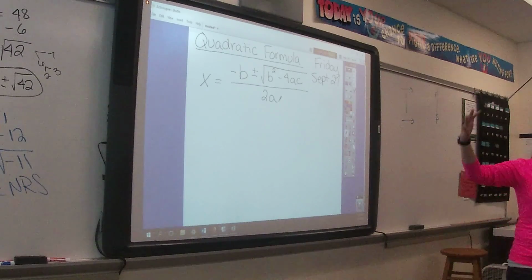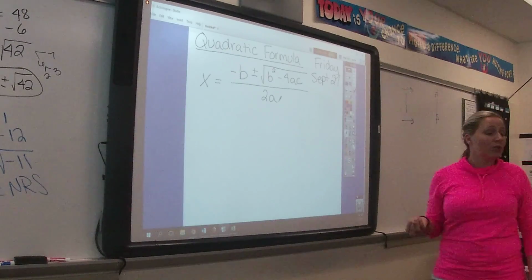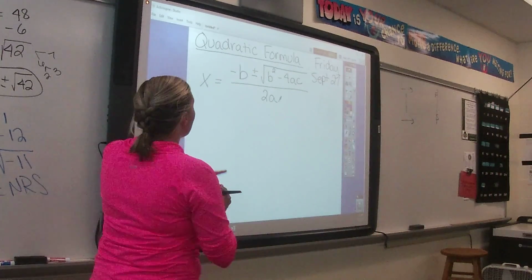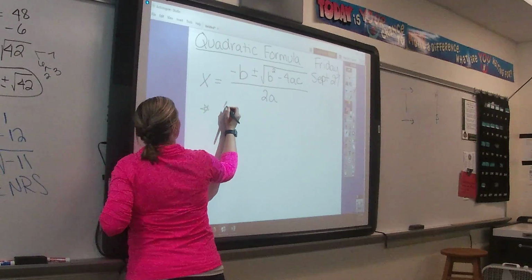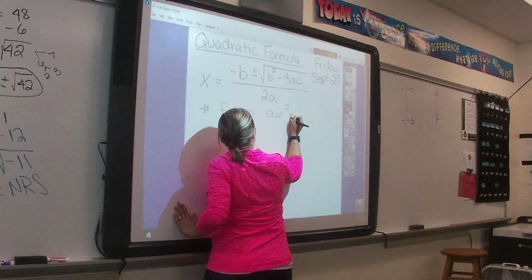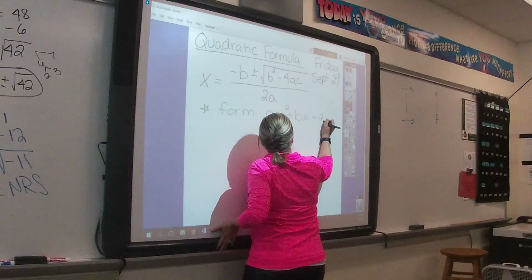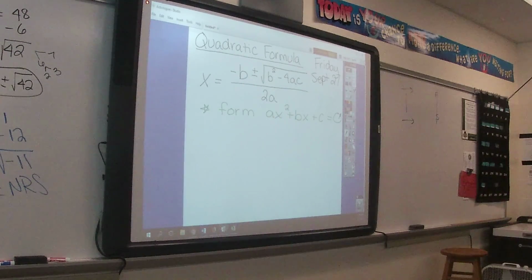It works to solve any quadratic as long as that quadratic is set equal to 0. So if we want to use this formula, we're going to have a quadratic that is in the form ax squared plus bx plus c equals 0, keeping in mind that equaling 0 was the same thing as equaling y.